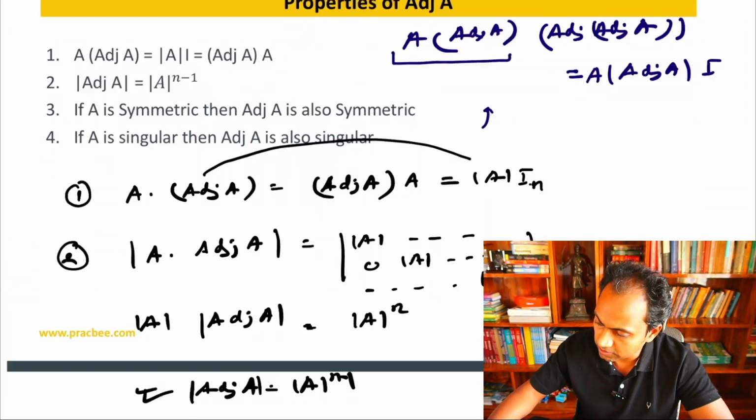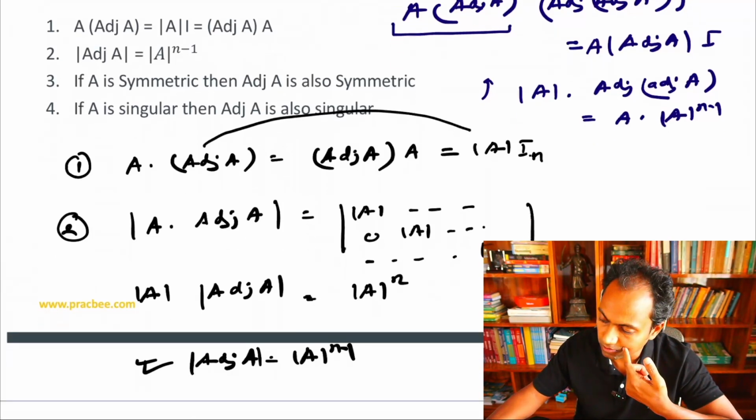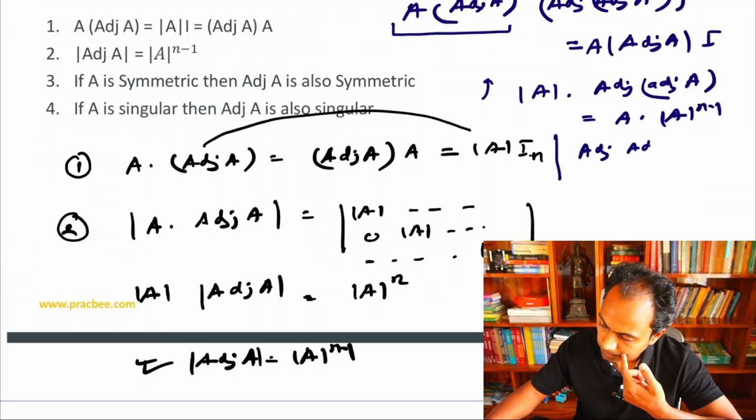This again becomes determinant of A into adjoint of A, and then what we have here is nothing but A, and this will become determinant of A raised to the power n minus 1. So again you can see that from here we will be able to get the value of adjoint of A, and that would be nothing but determinant of A raised to the power n minus 2 into A.